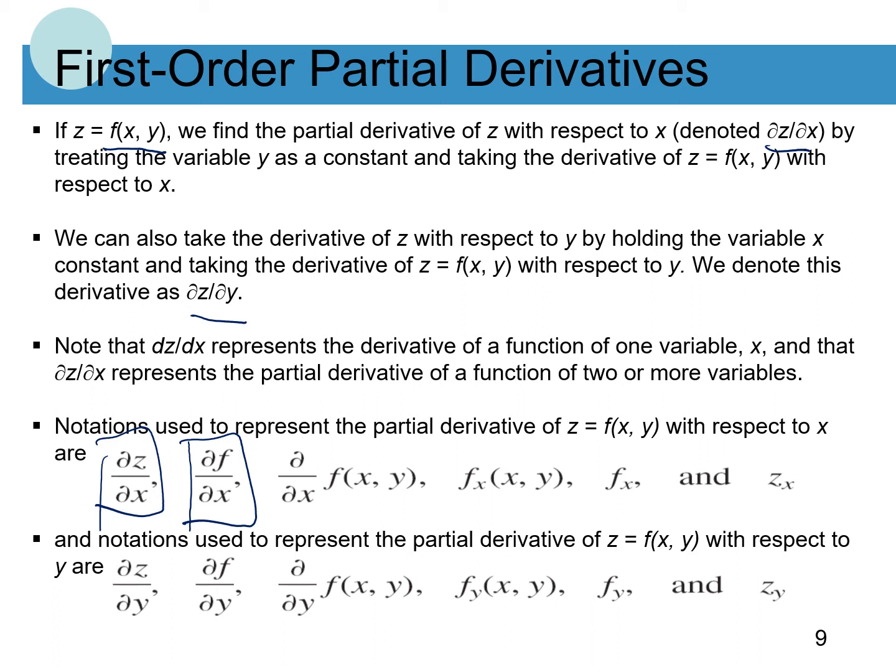Same also for y. If we take the partial derivative of z equal to f with respect to y, then the notation is usually written as dz over dy, df over dy, d over dy of f of x, y, and f sub y of x, y, f sub y, and also z sub y.